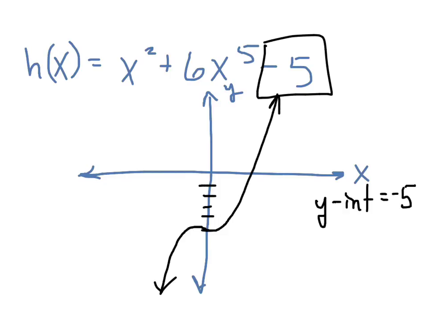So, how many zeros are in this problem? And what is a zero?